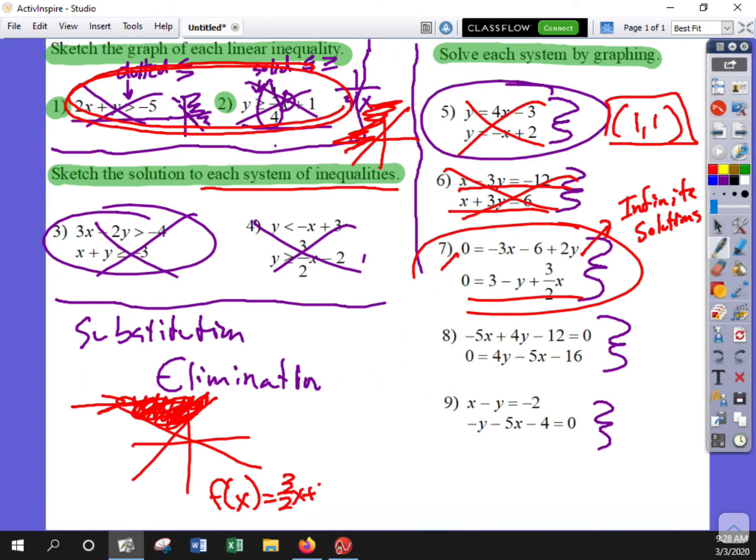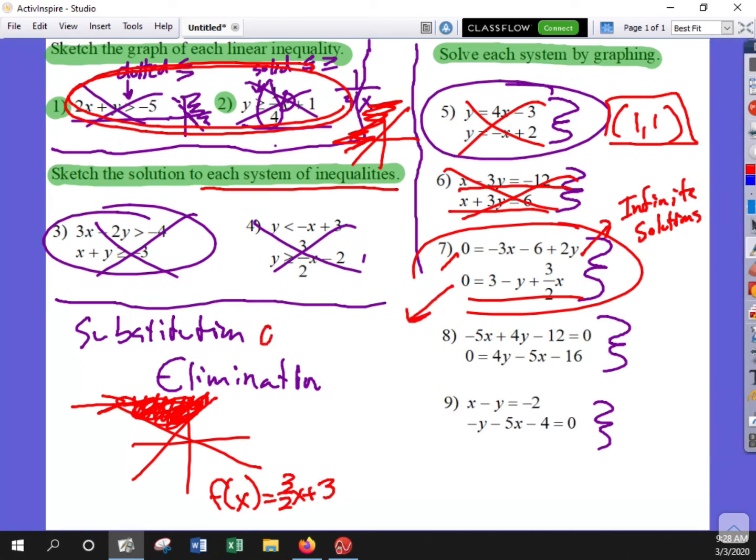And if I went and adjusted this one by adding y, I'd get y equals 3 plus 3 halves x, and then rearrange it, we see that it's the same equation, okay? And that's typically what happens. It's just sometimes we can adjust equations, but they're still the same thing. So when you see that they're the same, that means there's infinite solutions, okay?